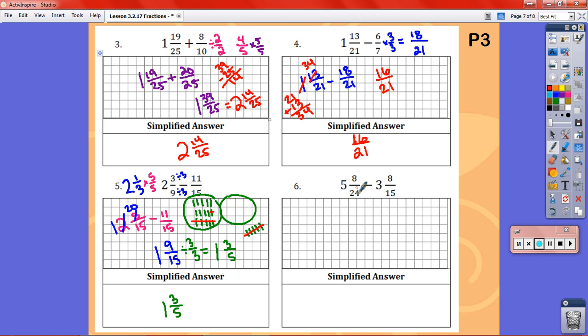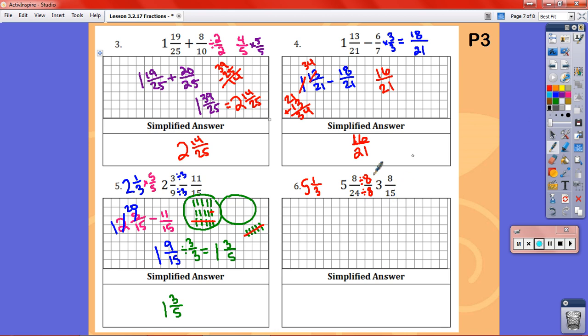Lastly, 5 and 8/24 minus 3 and 8/15. Can we simplify? 8 and 15 are as simple as they get, but 8/24 can be divided by 8. Or 4 or 2, but 8 is the fastest way. And I get 5 and 8 divided by 8 is 1. 24 divided by 8 is 3. 5 and 1/3 minus 3 and 8/15.